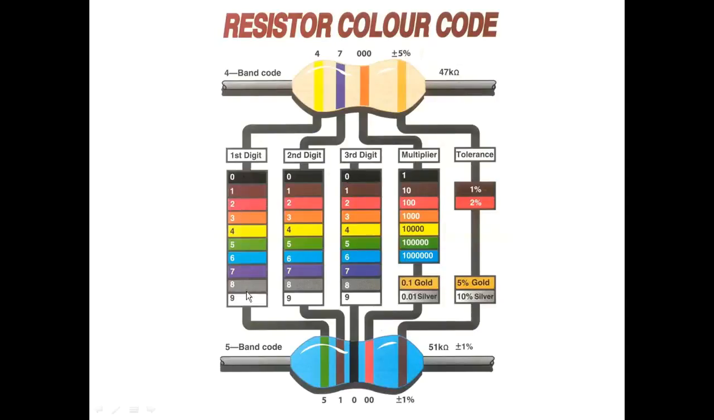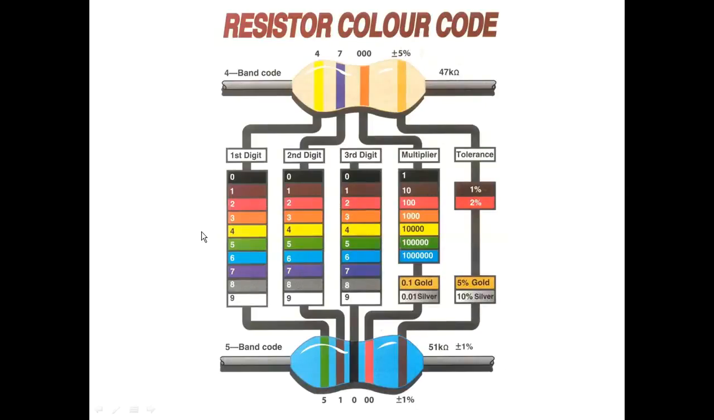So here you can see the code used, and you can add them up. For example, if it was to have gold, gold, green, and then gold, you would have a different number. So here we have yellow, purple, orange, and then gold. On this one, you have in the tens place the 4, the 7, and the third digit is here. Sorry, so the multiplier is by 10,000. I'm sorry, by 1,000, and it's plus or minus 5%.